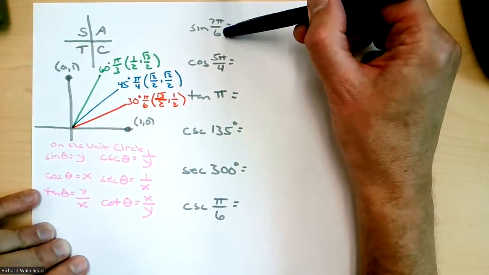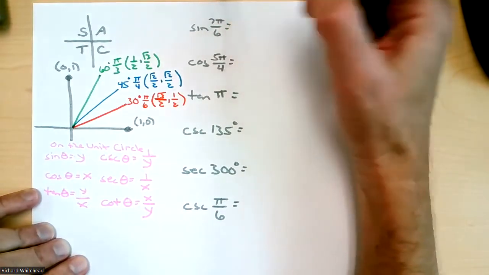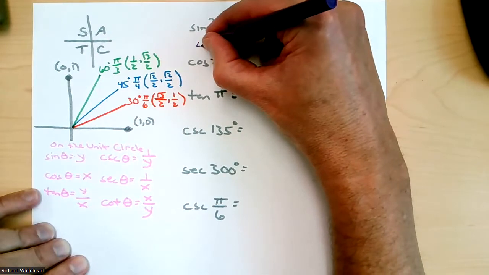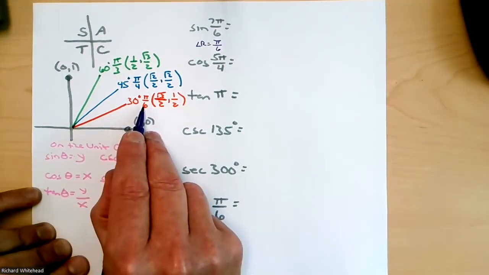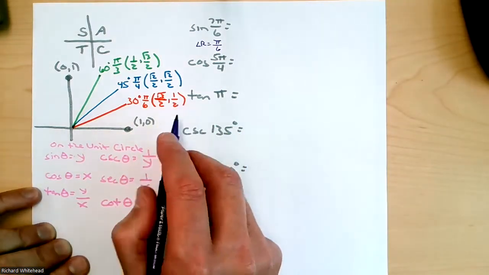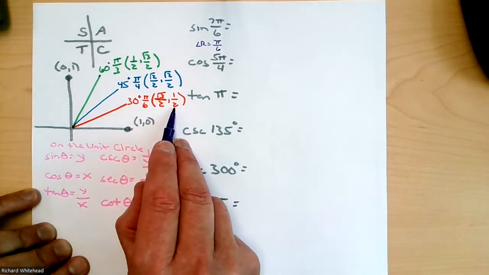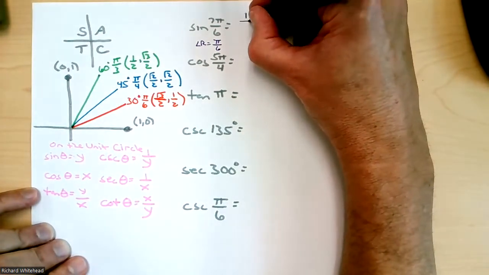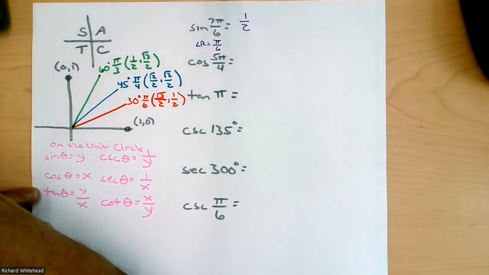So if I said sine of 7 pi over 6, you'd immediately know, okay, simplified fraction, so the reference is pi over 6. So you'd say, okay, pi over 6 is right here. Sine is the y value at pi over 6. So 1/2.